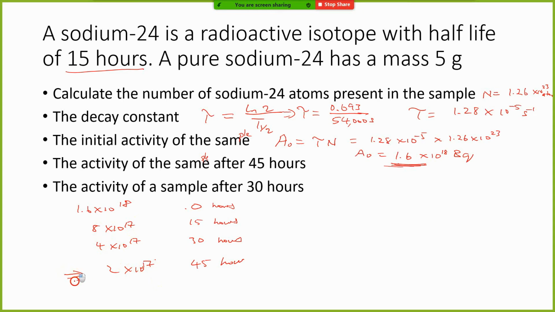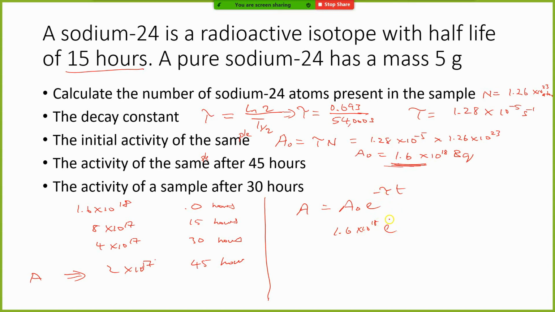So this is the amount that is now remaining at 45 hours. We could have done it a different way by using the equation that says A is equal to A naught e to the minus lambda times t. So the initial amount would have been 1.6 times 10 to the 18th, right?